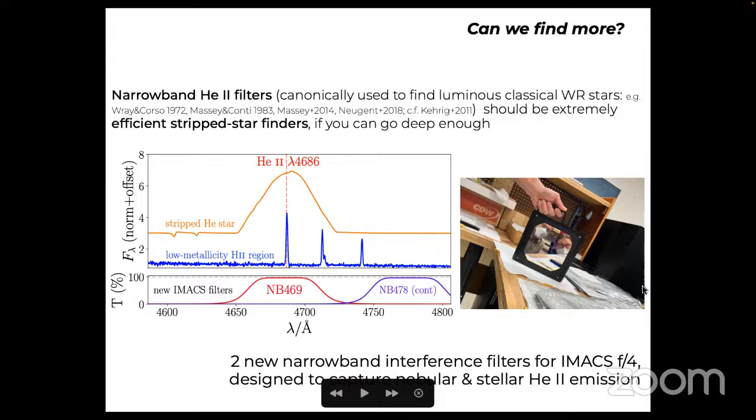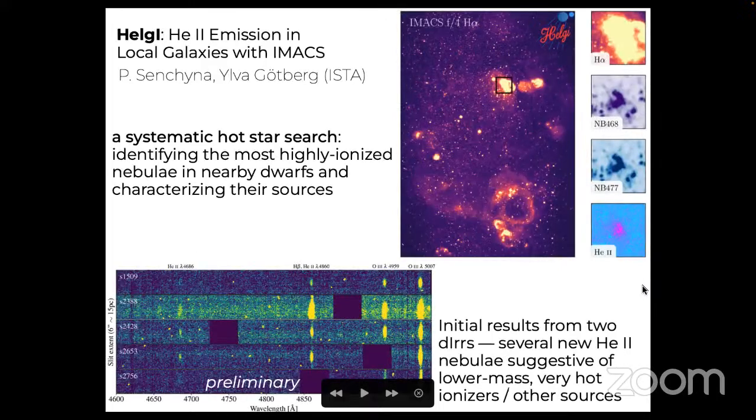We got these narrowband filters manufactured. You can see our little mandatory filter selfie there. And we have started imaging some of these nearest lower metallicity dwarf irregulars, including somewhat high metallicity things, the things that are nearby. And found hints of at least a handful of what appear to be helium-2 nebulae previously unreported, suggestive of lower mass ionizers, but this is very preliminary and I'm excited to say more about this soon.